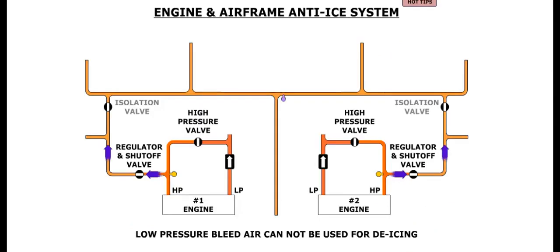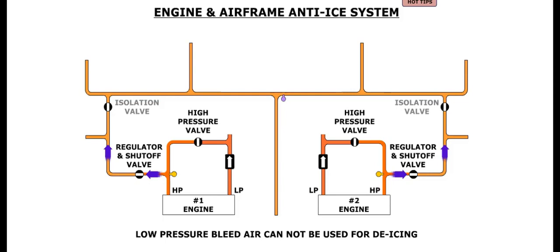The engine and airframe anti-ice system uses a combination of pneumatic air and AC electrical power. Pneumatic air is tapped before the high-pressure bleed valve, and flows through a pressure-regulating and shut-off valve called the de-ice valve. There is a de-ice valve on both the left and right side of the aircraft.